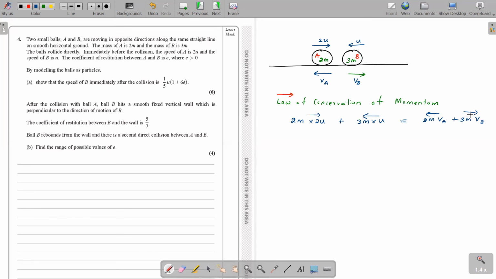So change the directions and fix everyone. This is 4mu positive. This is going to be minus 3mu. I'm changing the direction, so this is minus 2m into velocity A. This is positive 3m into velocity B. Everyone has the letter m so I can remove it. 4u minus 3u is positive u. Minus 2 times velocity A plus 3 times velocity B. Is that okay?